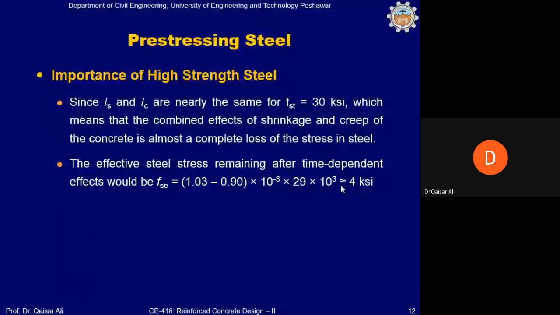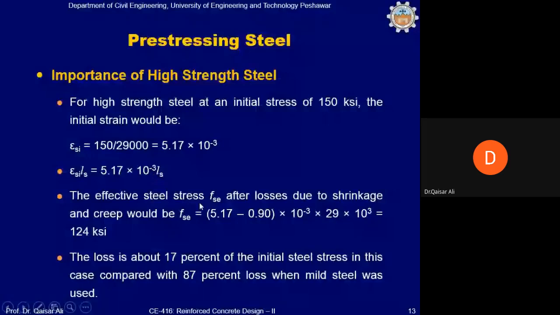So grade 40 steel cannot be used. We must use high strength steel. Let's now discuss 150 KSI steel instead of 40, 60. We use 150 high strength steel, 150 KSI. In 150 KSI steel, the delta that can be produced is 5.17 times 10 to the power -3, and the effective steel stress which is left after creep and shrinkage will remain the same.